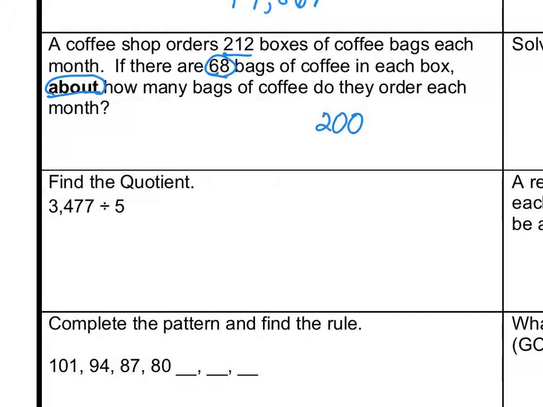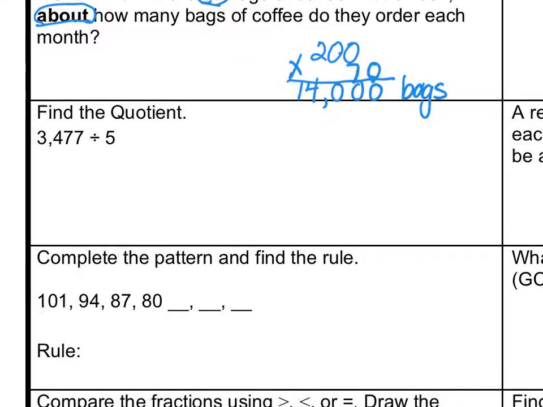And we just get to multiply that. But we're going to let that 0 hang off. And we have a simple problem now. Bring the 0 straight down. 7 times 0 is 0. 7 times 0 is 0. And 7 times 2 is 14. So we can say that there are about 14,000 bags of coffee that they order each month. So remember, if you see the word about, it gives you permission to round.